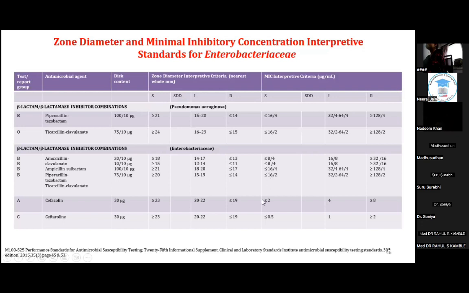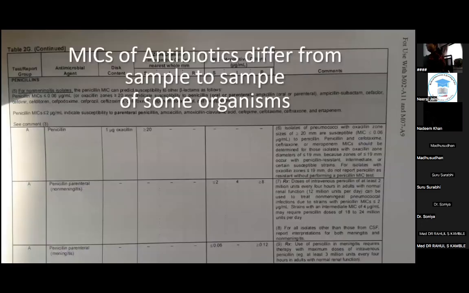But the breakpoints also differ from organism to organism, and from sample to sample. For example, Streptococcus pneumoniae has different breakpoints for CSF samples and non-CSF samples. So when you get the report, you see that the breakpoints are applied according to the sample. It was observed recently in some settings that for a CSF sample, the non-meningitis breakpoints were applied. That error should be avoided in lab settings, and the clinicians should be aware of such breakpoints. This was the example speaking about penicillin. The breakpoints are different for meningitis and non-meningitis samples.